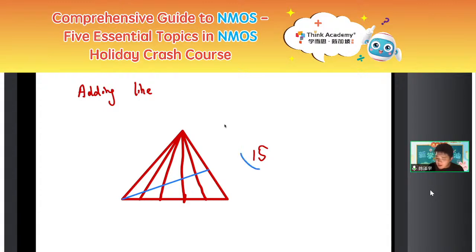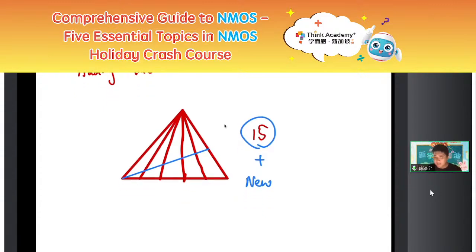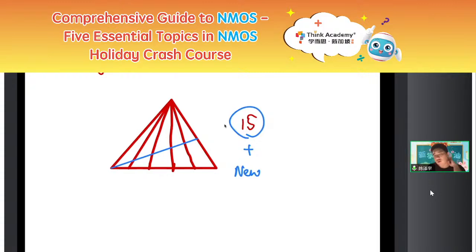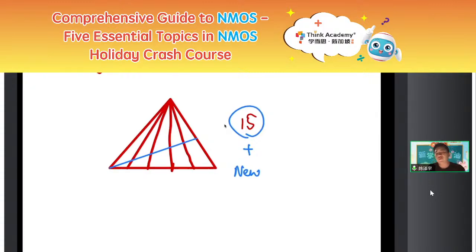So actually, I already know that originally I have 15. All I need to do is to find out how many new triangles there are, and then I can know how many triangles I have in total this time. So let's see how many new triangles there are. Now, before you actually try to find out how many new triangles there are, you first need to ask yourself this question: why are we getting some new triangles?